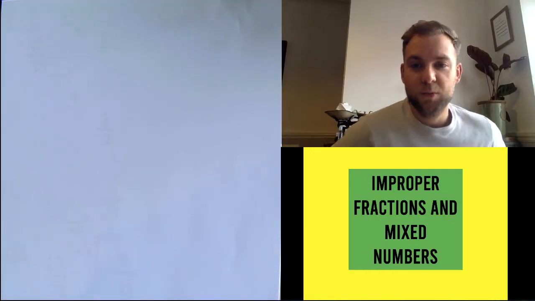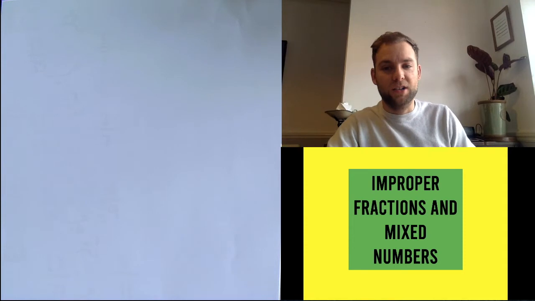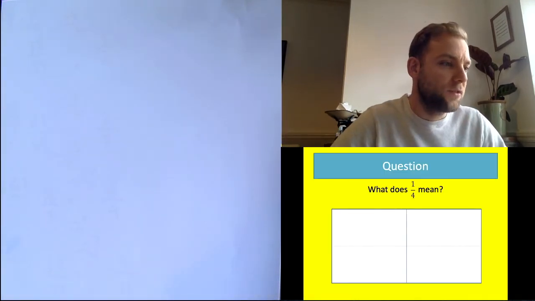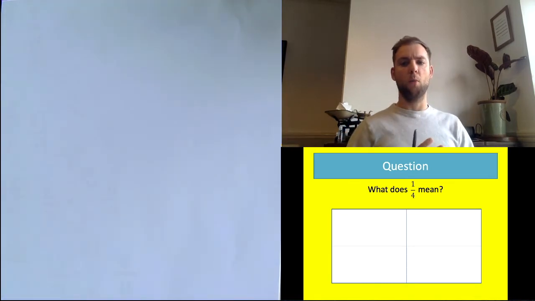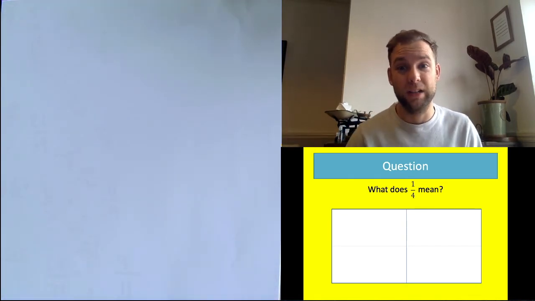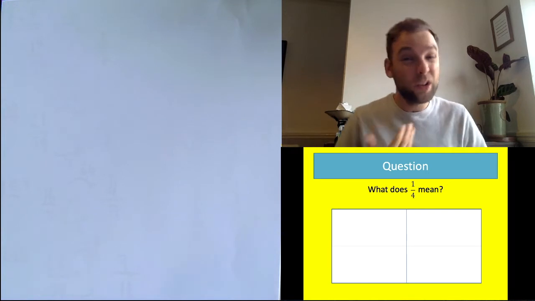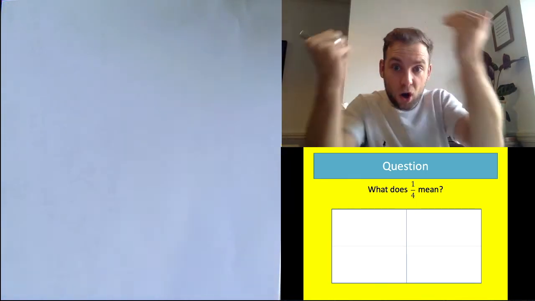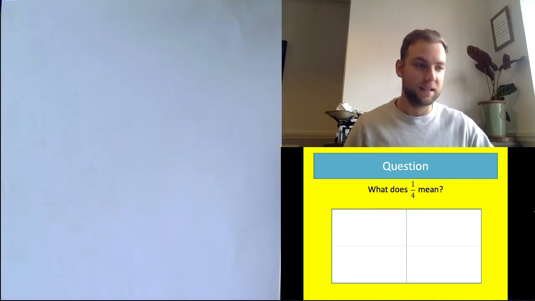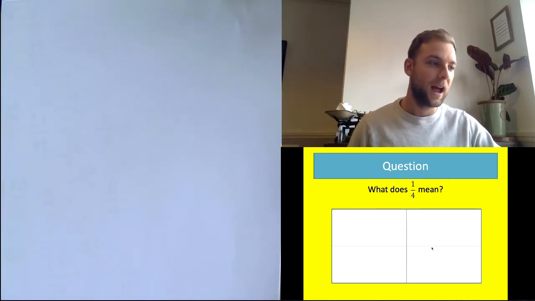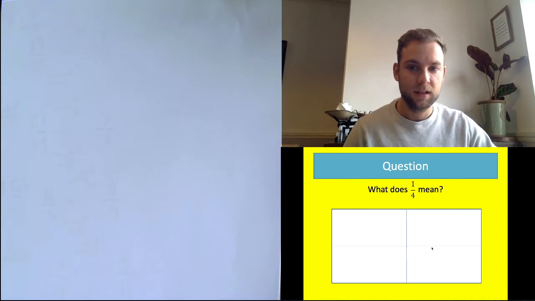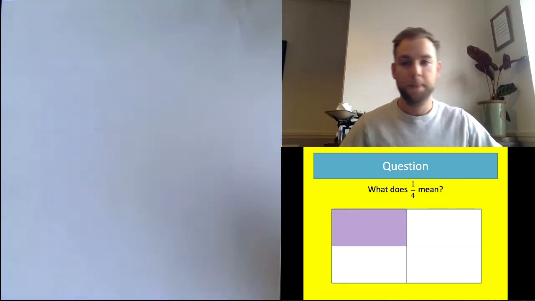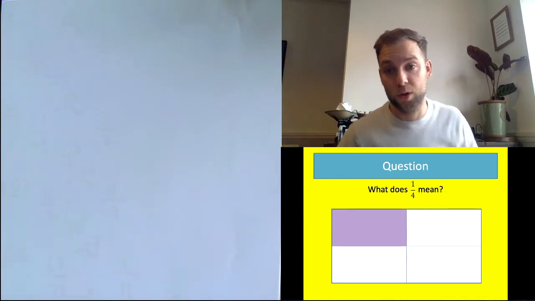Hello and welcome to today's lesson, which is improper fractions and mixed numbers. So let's have a look at this first of all. What does 1/4 or a quarter actually mean? We should already know what this means, but this means that if I've got a whole, in this case all of this rectangle, I've got one of these parts which are split up into 4 shaded. So I've got one part out of 4 shaded.